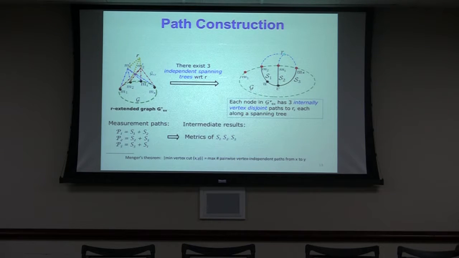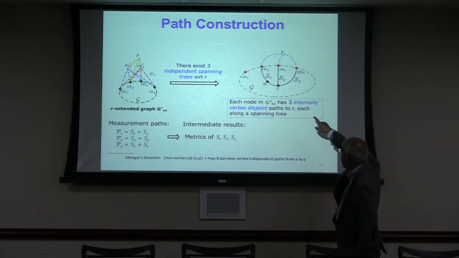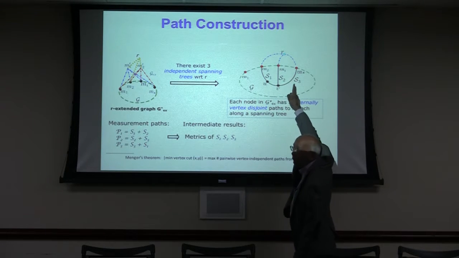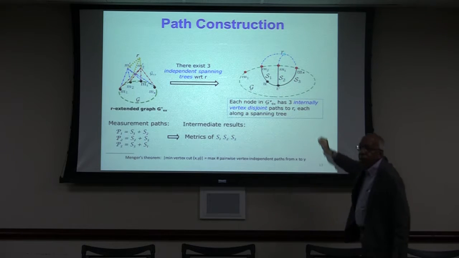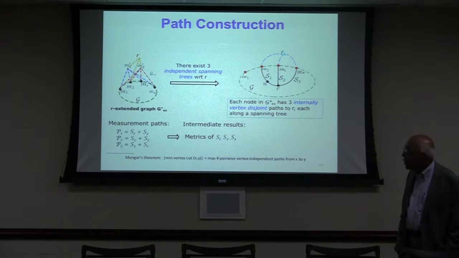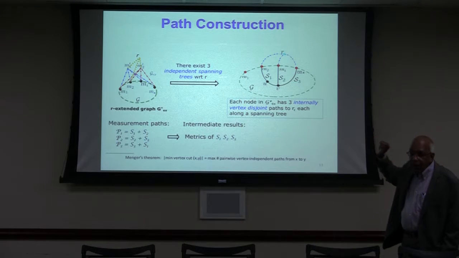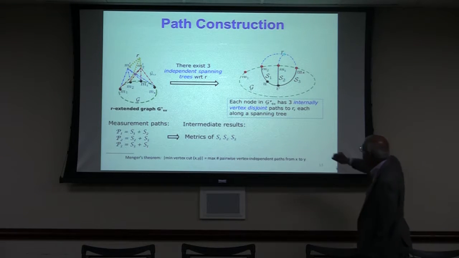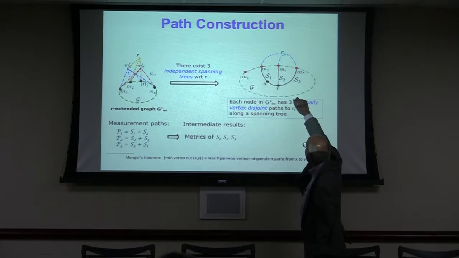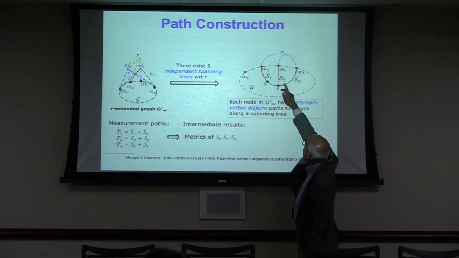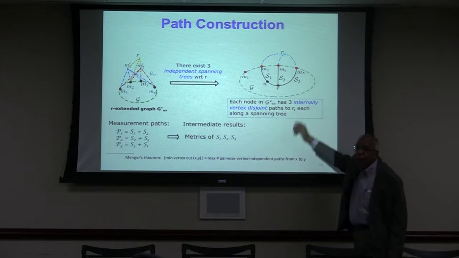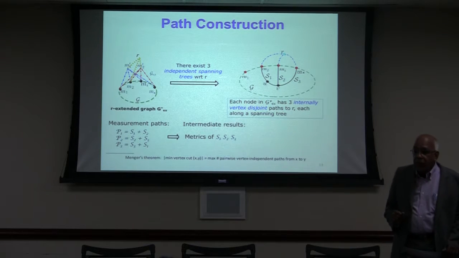By construction, it's still 3 vertex connected. So a good result from Menger is that if you have such a 3 vertex connected graph, you can find 3 vertex independent spanning trees. Why is that useful? For example, I can find 3 vertex independent trees that go from B to R. By construction, they have to go through the monitors, any 3 monitors, and it will not repeat a monitor because they are vertex independent. So I can make measurements on S1 plus S2, S2 plus S3, S1 plus S3, and therefore I can infer the link metric on S1, S2, S3.